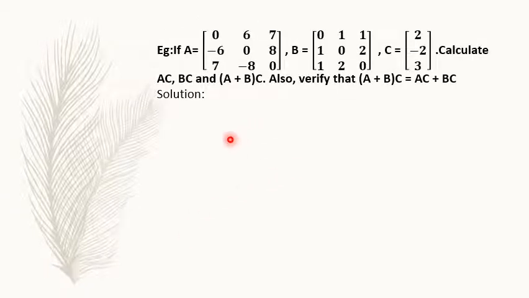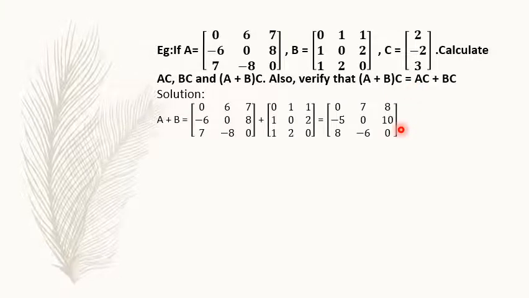Here is another problem. Three matrices A, B, C are given. We need to calculate AC, BC, (A plus B) into C. Then we need to verify (A plus B) into C equal to AC plus BC. For that, first we can find A plus B. Here, two matrices A and B have the same order, so we can add these matrices.